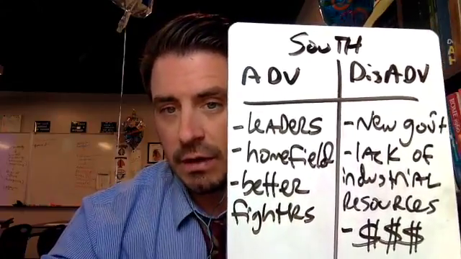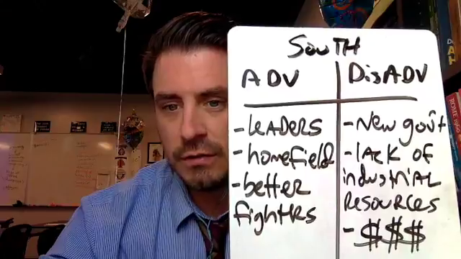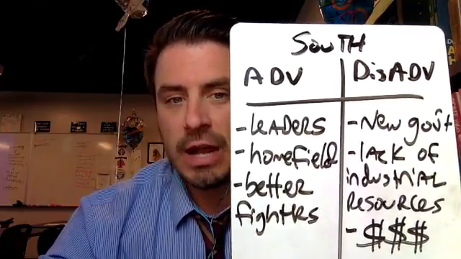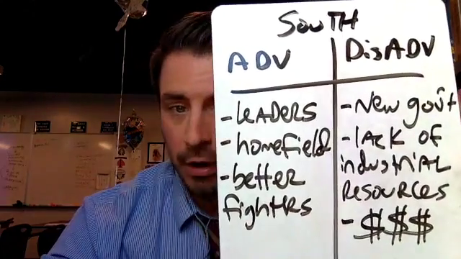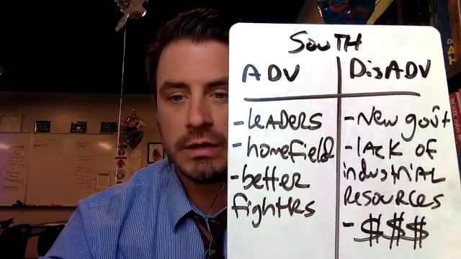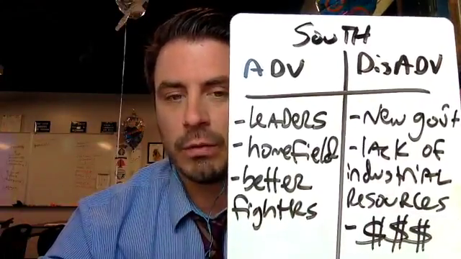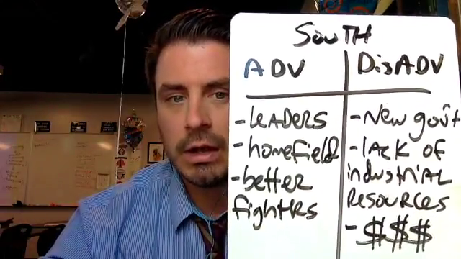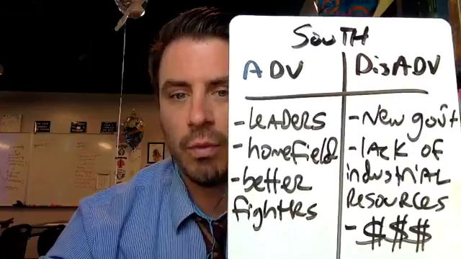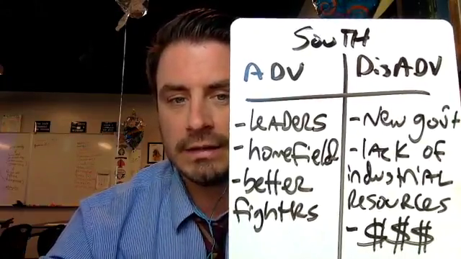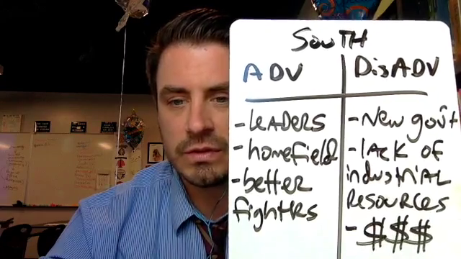Another distinctive disadvantage of the South was the lack of industrial resources. The South was an agricultural-based economy, and that may be all well and good for the majority of things during peacetime, but not during wartime. The South would have to rely heavily on foreign imports to help fight their war, and they were constantly at a disadvantage when it comes to resources.